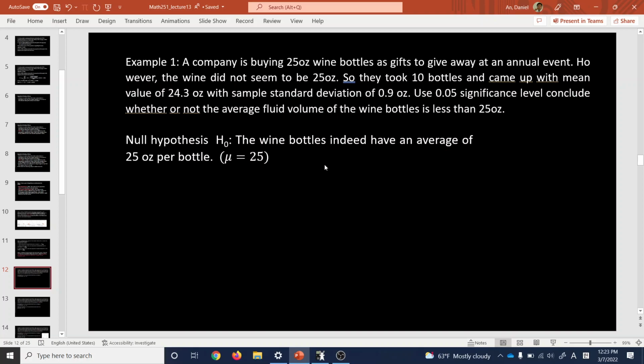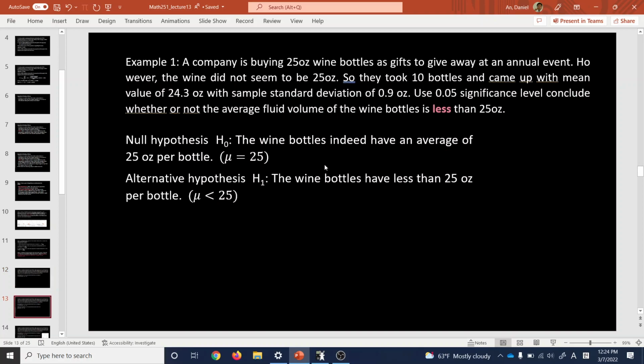Does that make sense? This is actually an important point. If you are not following, you should really pay attention to this point. You write down the null hypothesis as an equal sign, and therefore you read the question and say, oh, we're trying to test whether the bottle is less than 25 or not. So you say mu equals 25 as your null hypothesis. Okay. So now let's move on to the alternative hypothesis.